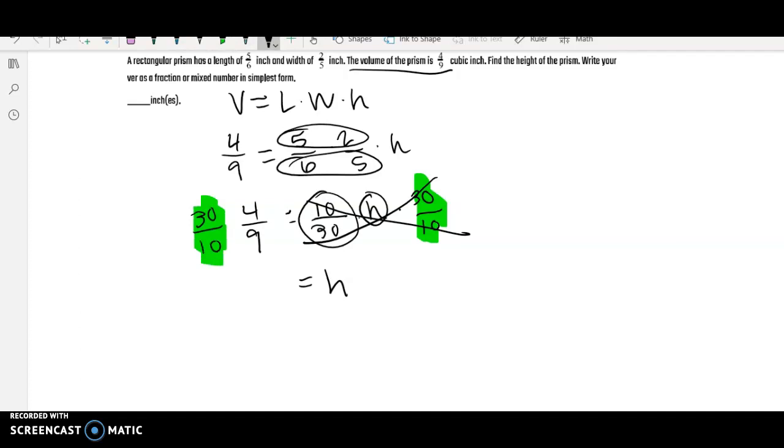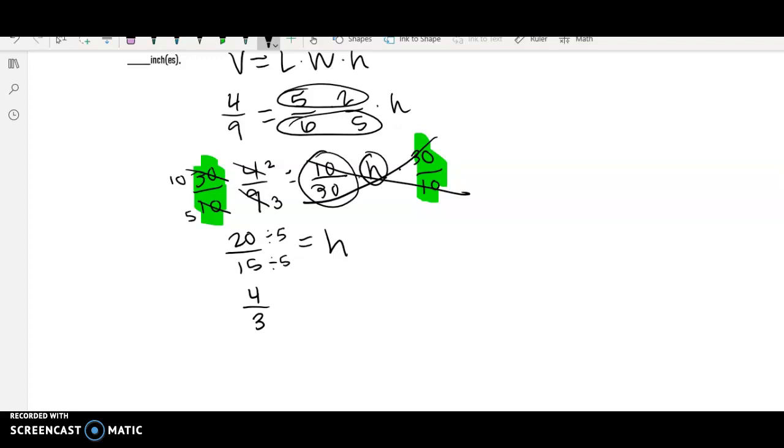So I'm going to cross simplify. 9 can be divided by 3, and so can 30. 30 divided by 3 is 10. 4 can be divided by 2, and so can 10. So 10 times 2 is going to give us 20 over 15. Both can be divided by 5. So we have 4 over 3 is our height.